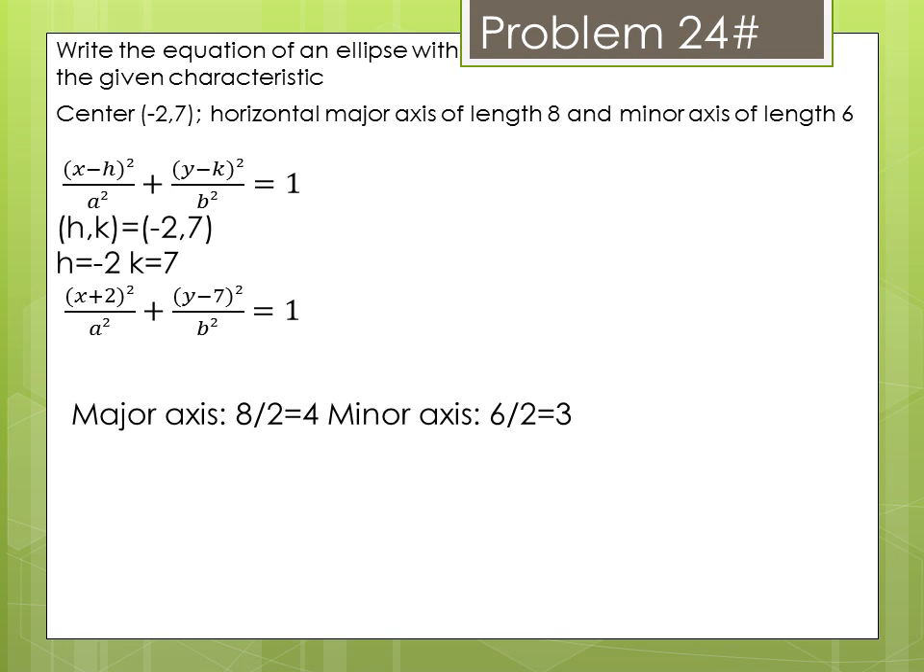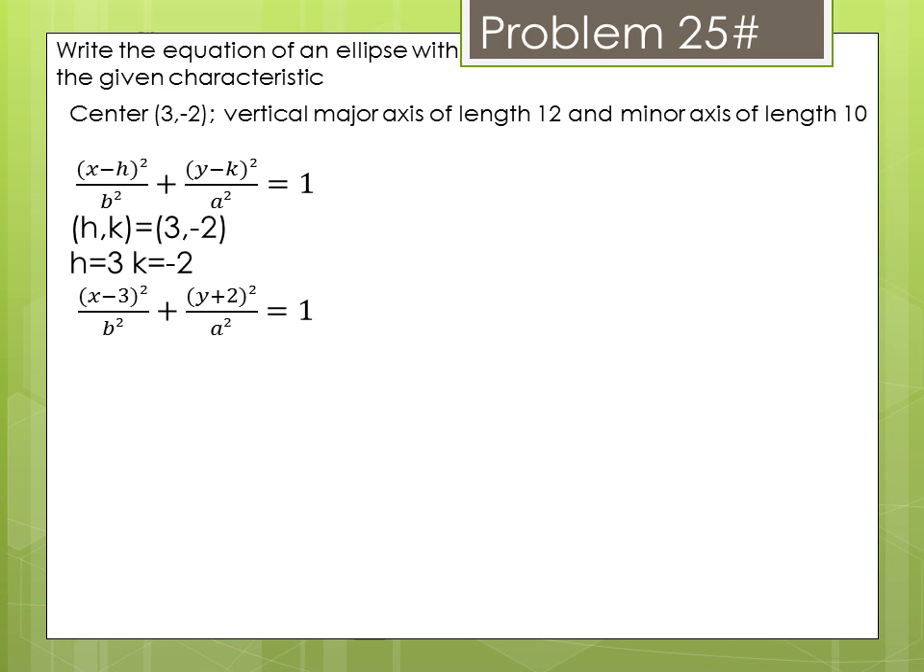Now we have to divide the major axis by 2 and the minor axis by 2, giving us 4 and 3. A is equal to 4 and b is equal to 3. A squared is equal to 16 and b squared is equal to 9. And now we can add this into the equation, and here we have it. So x plus 2 squared over 16 plus y minus 7 squared over 9 is equal to 1.